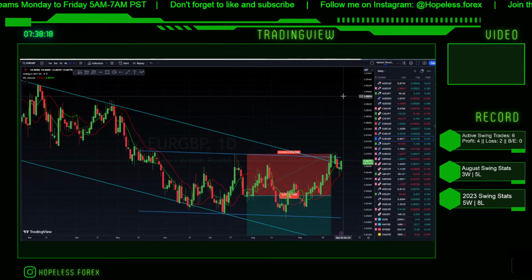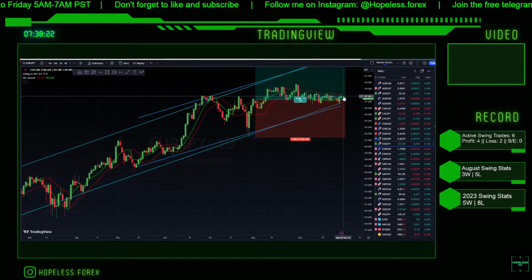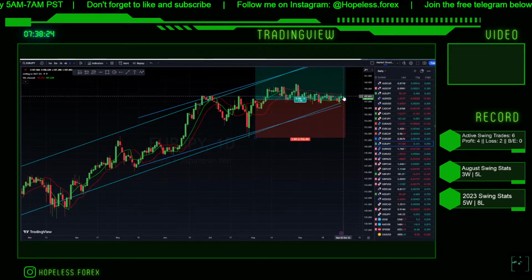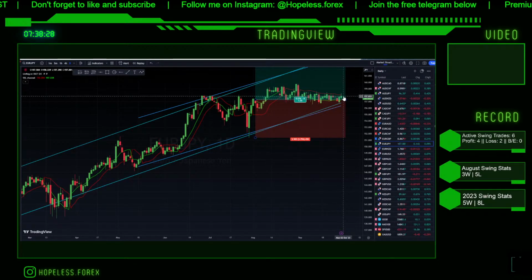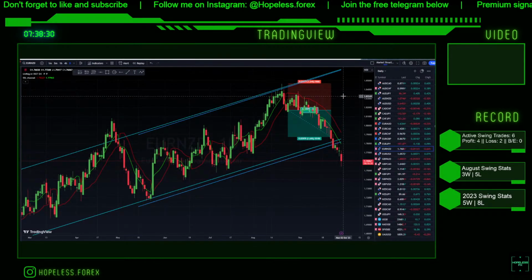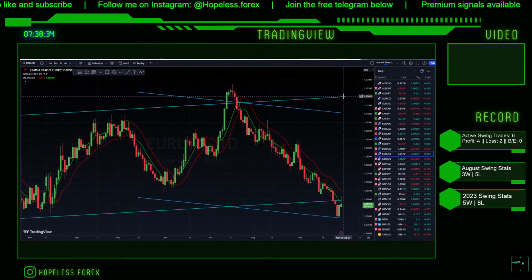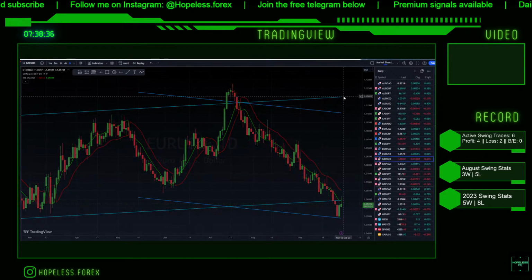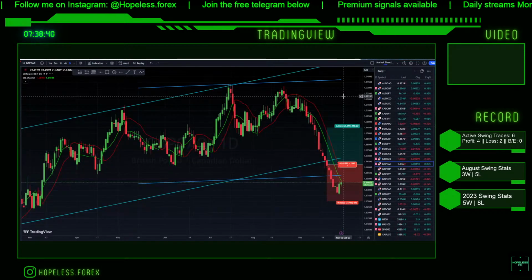EURGBP looking to get into a sell once price goes down. EURJPY slightly in the positive, possibly, no, not looking to get into a buy once price goes up. Doesn't totally fit the theme. EURNZD, this will be a buy once price starts to go up. EURUSD will be a buy once price starts to go up. GBPAUD, again, buy once price starts to go up.